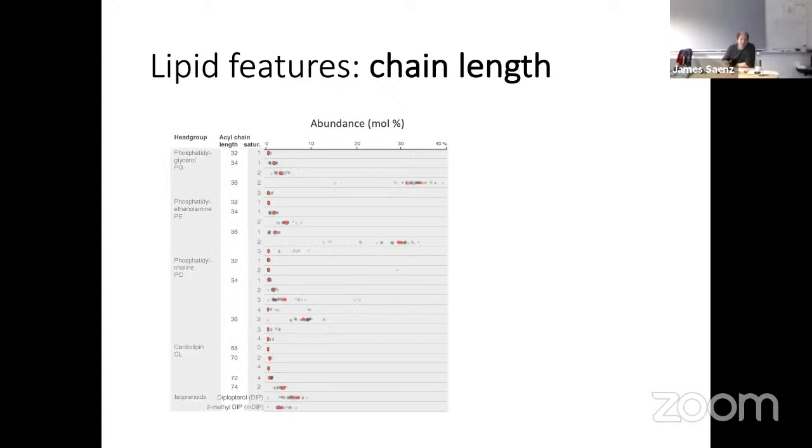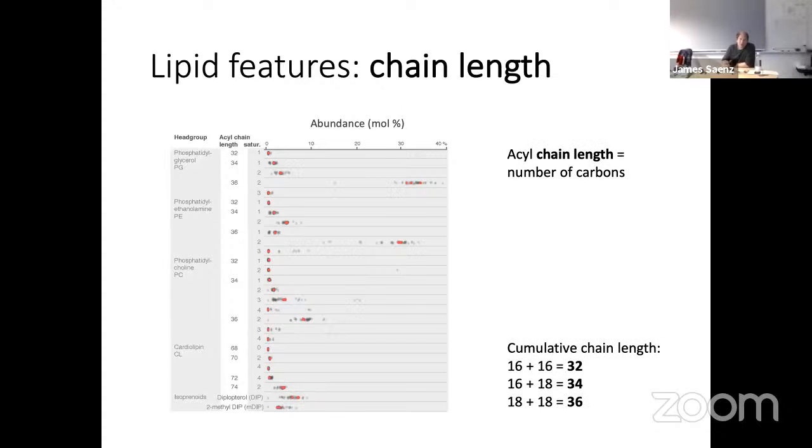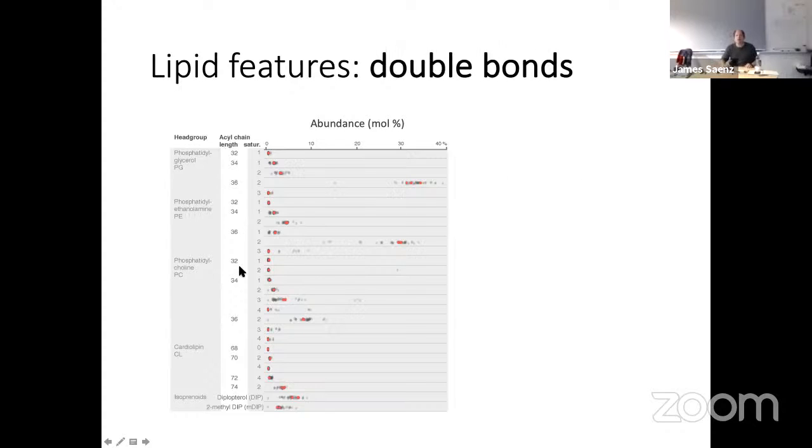Secondly, we have the acyl chain length. So what does this mean? We're talking about the cumulative chain length of both acyl chains. So in Methylobacterium, we have 16 carbon chains and 18 carbon chains. That means we can have 3 different cumulative chain lengths of 32, 34, and 36. Those are listed here. Then we have double bonds, and these are very important for modulating membrane fluidity.